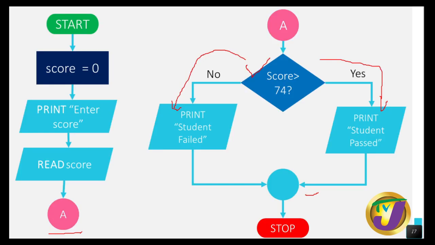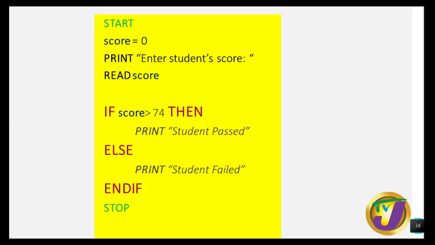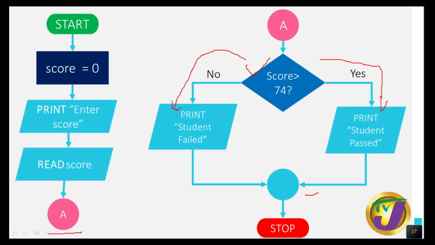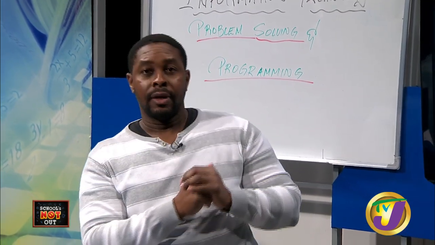So let's just quickly look back at that pseudocode and the flowchart real quickly so that you can assimilate it and digest it just a little bit more. All right, so this is your flowchart and your pseudocode. And when we come back, of course, we'll be going on to loops and all that wonderful stuff.